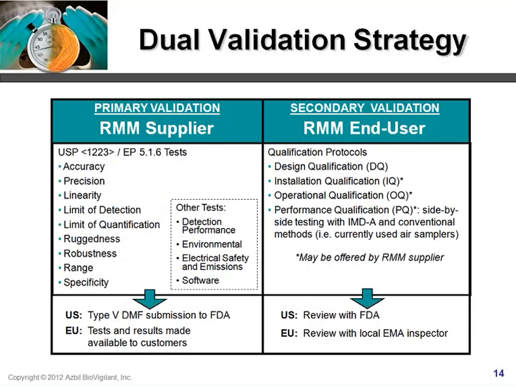The other side of this validation strategy is what we call the secondary validation, and that's the validation performed by the RMM end user. So that includes your standard qualification protocols, everything from design qualification through installation and operational qualification, and then of course performance qualification. That's the step at which you're showing comparability between the new method that you want to use and the methods that you have traditionally used. So that's side-by-side testing with the IMDA and your conventional method.